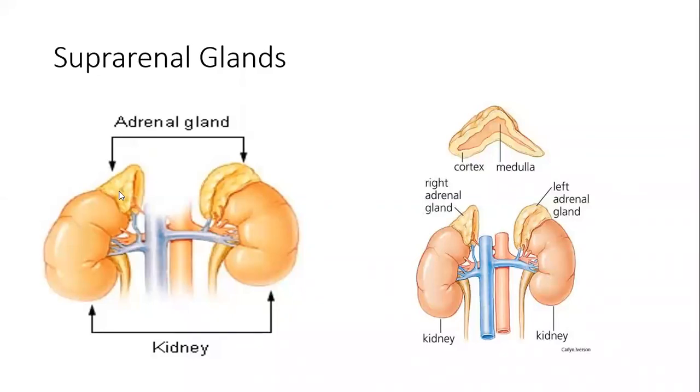The right suprarenal gland lies behind the right lobe of the liver and extends medially behind the inferior vena cava. The left suprarenal gland lies behind the pancreas, the lesser sac, and the stomach, and posteriorly it rests over the diaphragm.